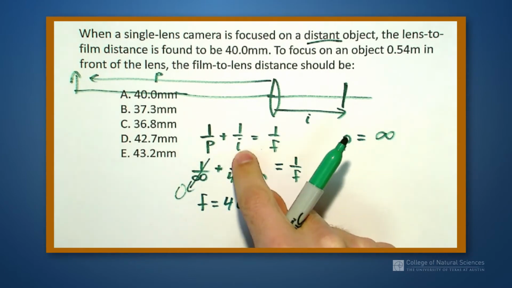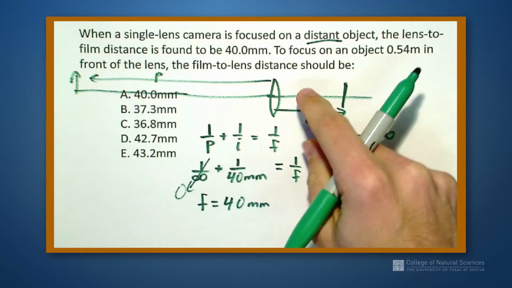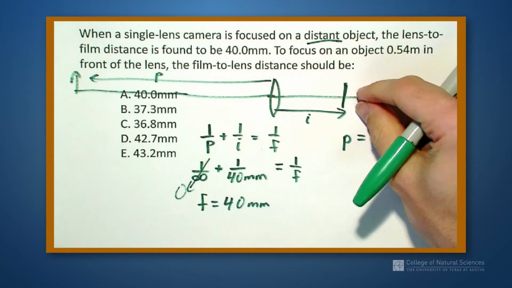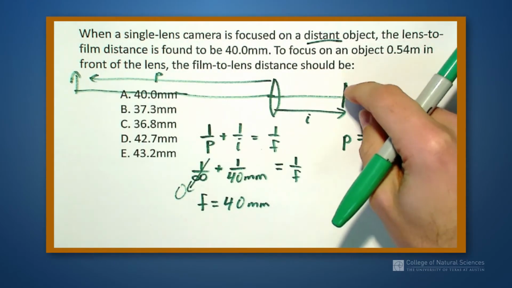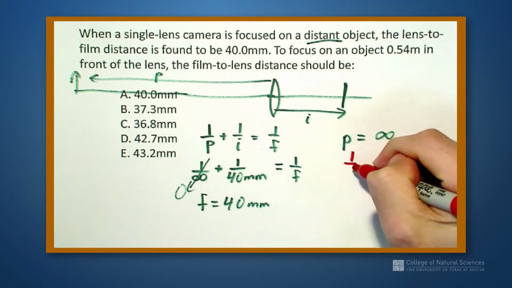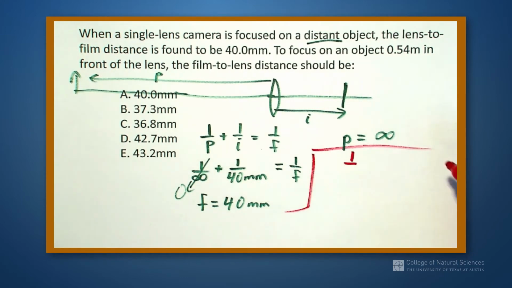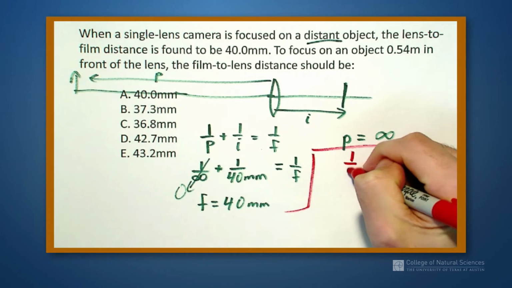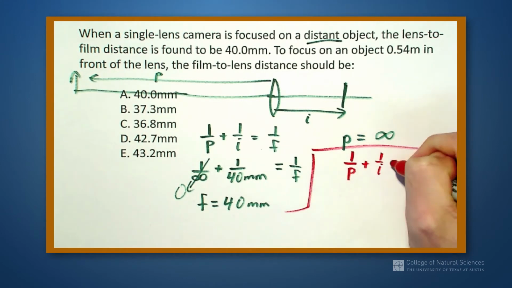So if something's very far away, parallel light that comes in is going to get focused and create an image at the same focal distance. So now that I have the focal length, I get to solve the actual part of the problem. So let me switch colors. And let's see what we get. So we have, I should probably make some designation that this is the second part, 1 over p plus 1 over i is equal to 1 over f.